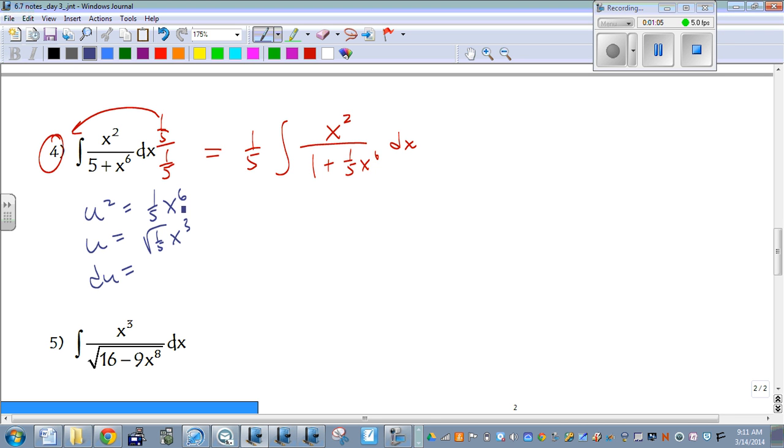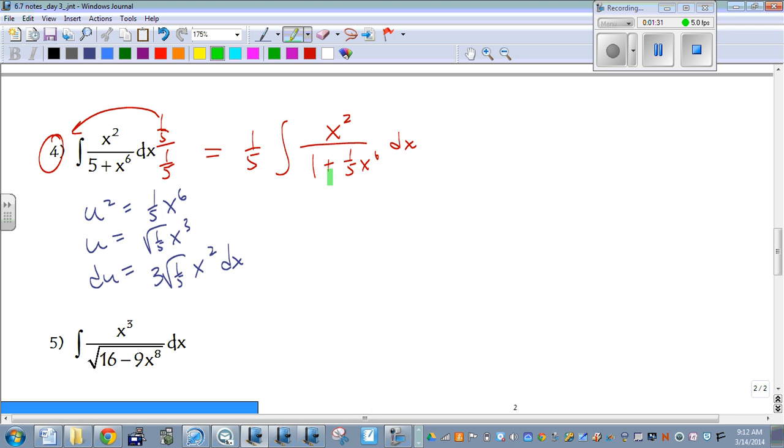So sometimes people have trouble with this when it's not an x squared, taking the square root. They never know what to do. Remember, it's just like raising this to the 1/2 power. So x to the 6th to the 1/2. We're multiplying the exponents 1/2 and 6. So it's always going to be half the size. And then our du is just going to be 3 times the square root of 1/5 times x squared dx.